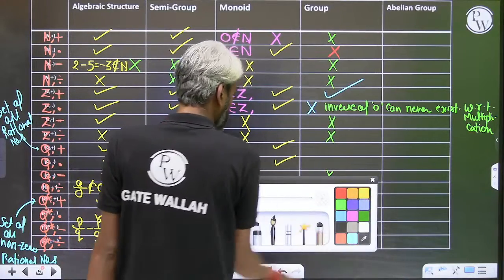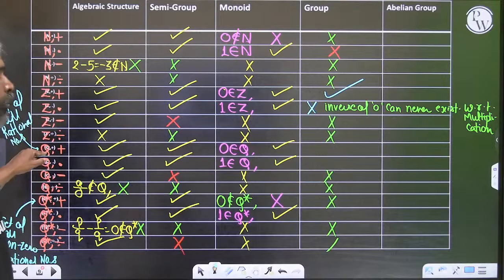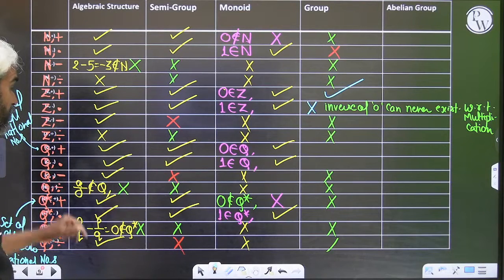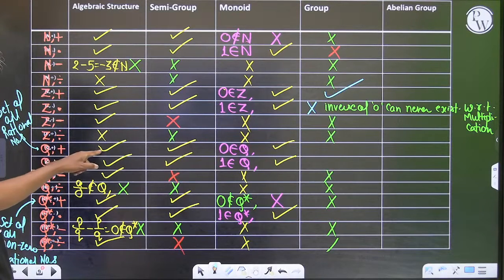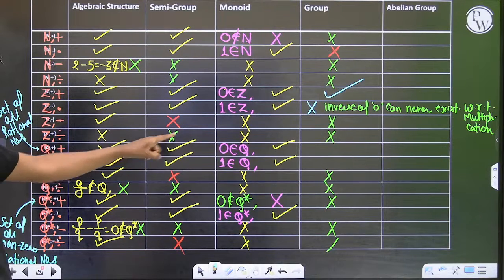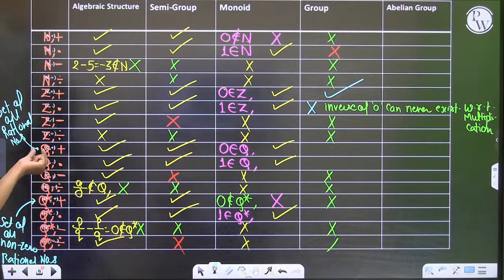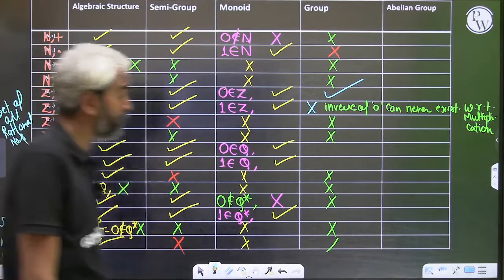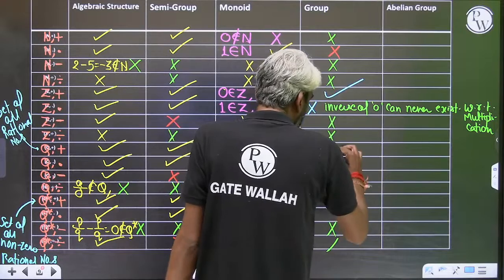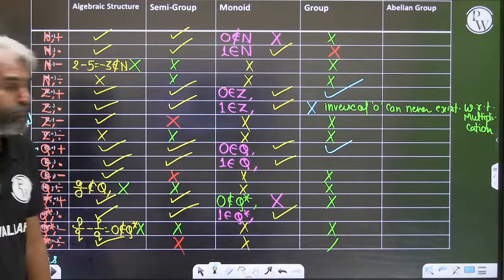Okay, go ahead. So if we take set of all rational numbers with respect to addition, then this is an algebraic structure. And for every positive rational number, there will be a negative rational number of equal magnitude. Therefore, this will also be a group with respect to addition.